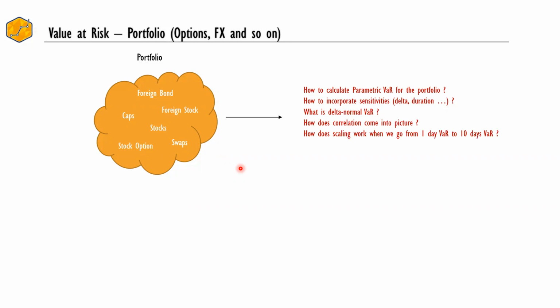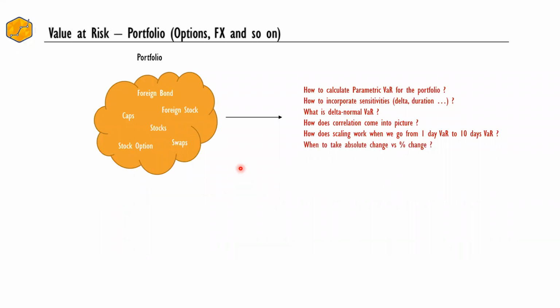How does scaling work? When we go from 1 day value at risk to, let's say, 10 day value at risk, we multiply by the square root of 10. How does that come into the picture? Okay, all of these things actually boil down to understanding three important concepts. So we'll talk about that.